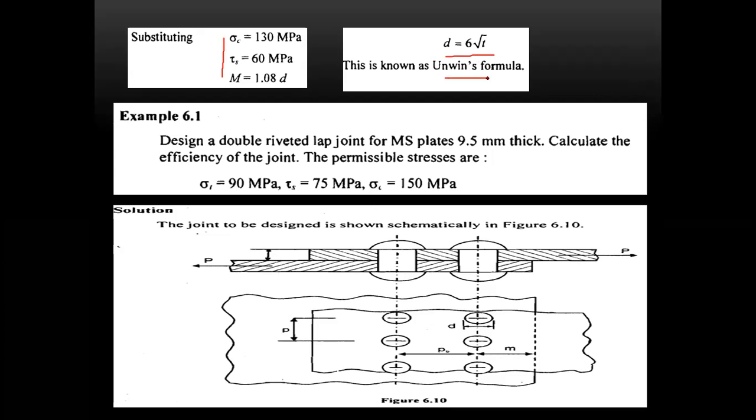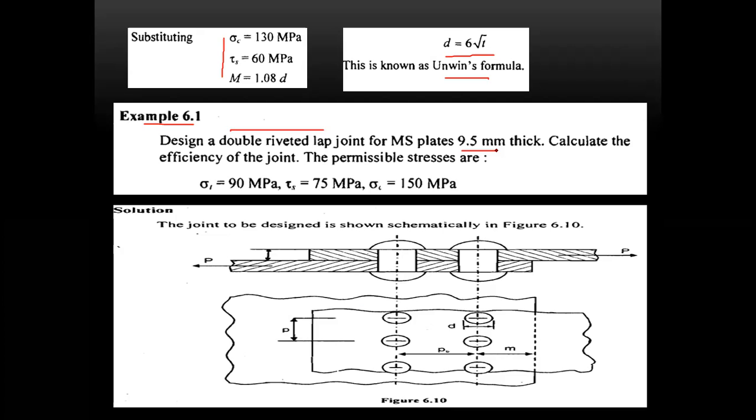See the first problem here. Design a double riveted lap joint. First, study the question two or three times. What is given? Design a double riveted lap joint for MS plates of 9.5 mm thickness. So the material is MS, you already know, and the thickness is 9.5 mm.